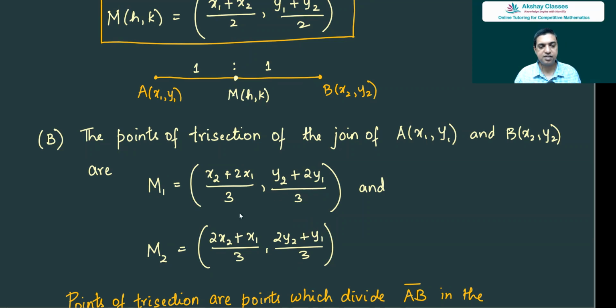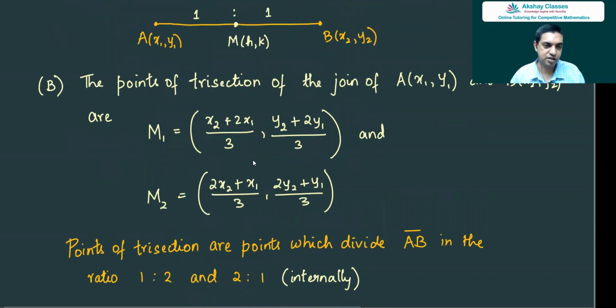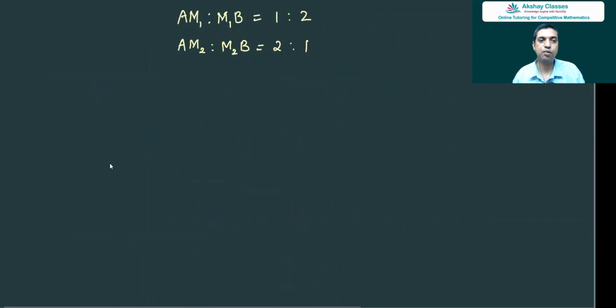Whereas the second case is 2:1; the first case is 1:2. So m is 2 and n is 1. So (2x2 plus 1x1)/3, 2 plus 1, and (2y2 plus 1y1)/3. That's how we write these divisions. And all these formulas, mind you, are extremely important. We should commit them to memory by practice.